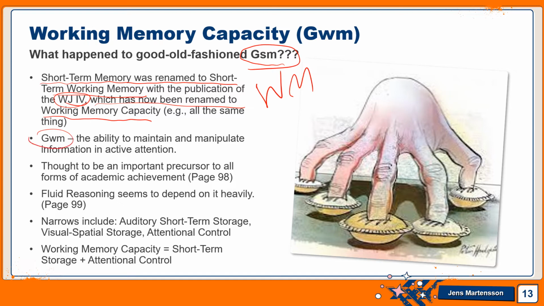So working memory is the ability to maintain and manipulate information in active attention. Short, sweet, and simple. It is thought to be an important precursor to all forms of academic achievement.